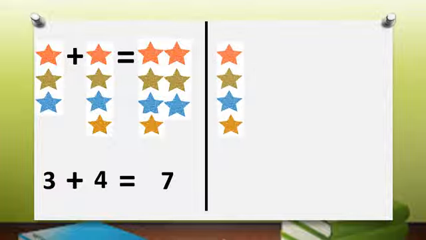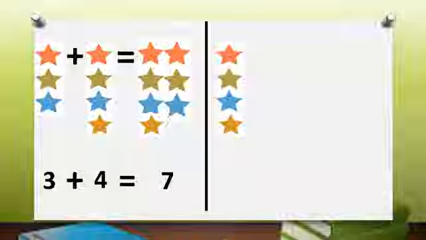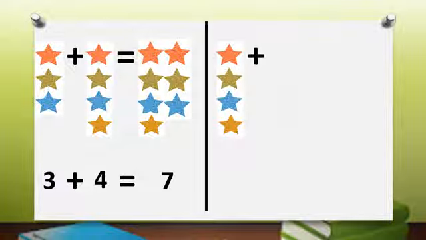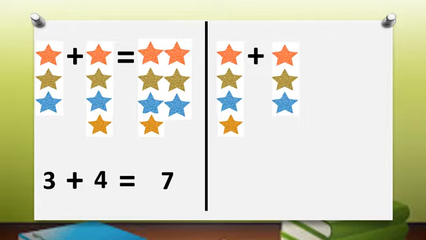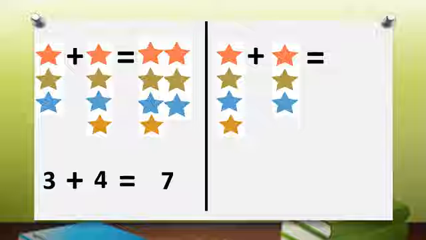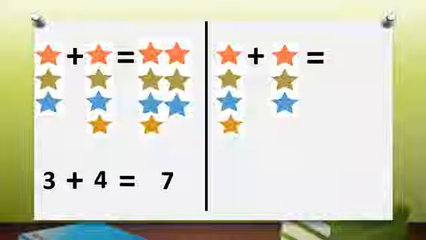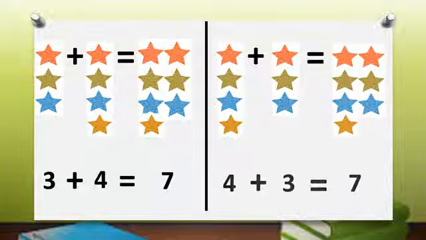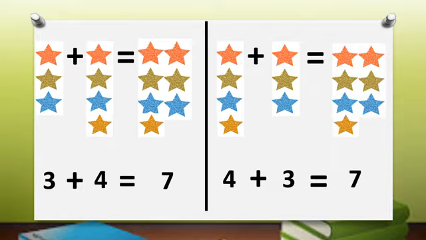Now in the other example, we have 1, 2, 3, 4, 4 stars plus 1, 2, 3 stars. So children, now let's find out how many stars are there in all. And for that, we need to add the stars. So let's add them. 4 stars plus 3 stars is equal to 1, 2, 3, 4, 5, 6, 7, 7 stars. So 4 plus 3 is equal to 7. So children, in both these cases, you will see that the sum is the same, which is number 7. The only difference is that the order of the numbers has changed.